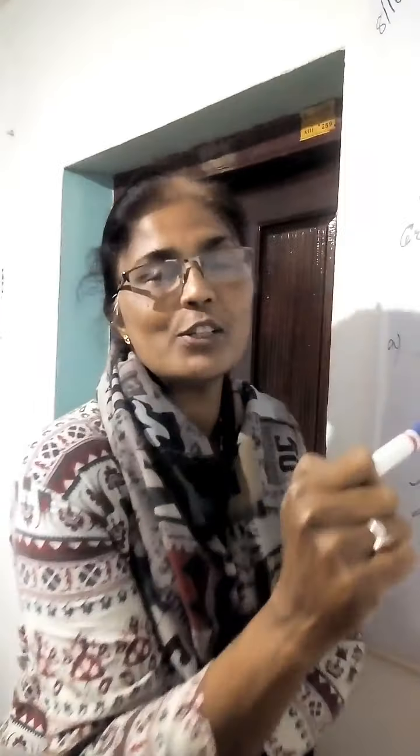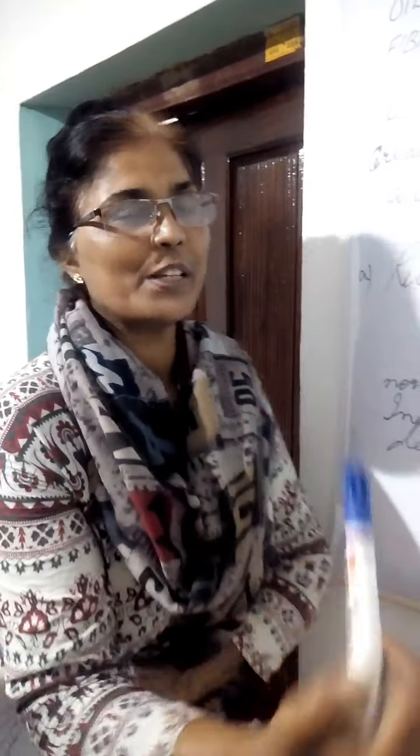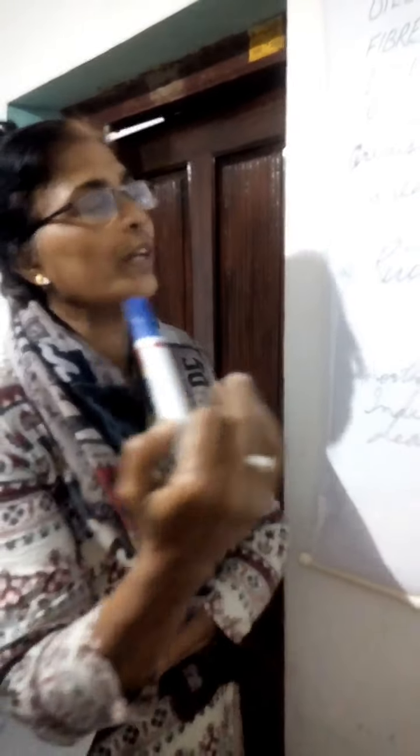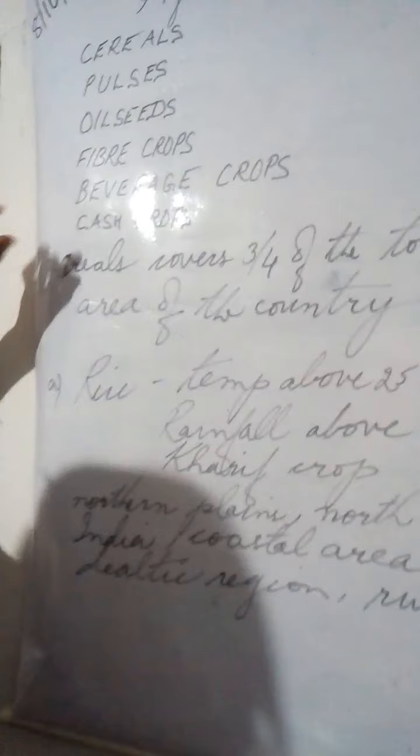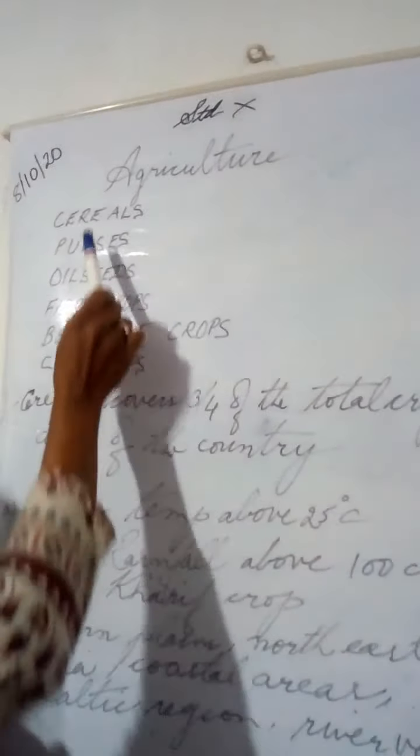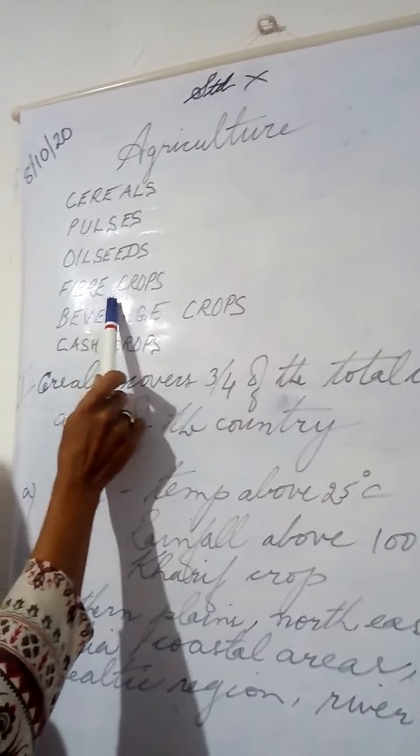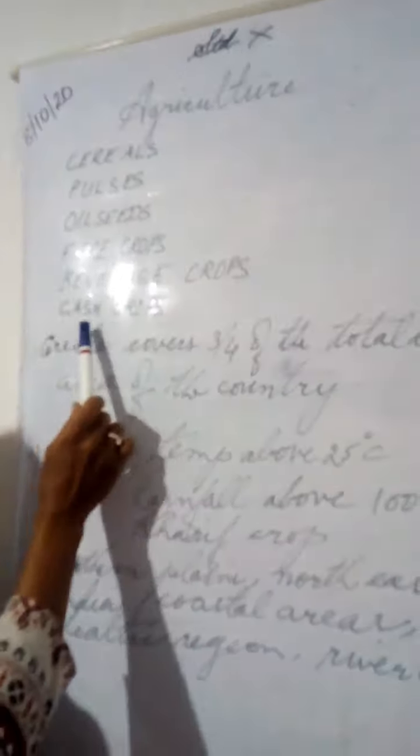Then cash crops are all the crops which are grown in plantation agriculture. We have spices, tea, and rubber. Okay, these are included in the cash crops. So these are all the different types of crops which are grown in India: cereals, pulses, oil seeds, fiber crops, beverage crops and cash crops.